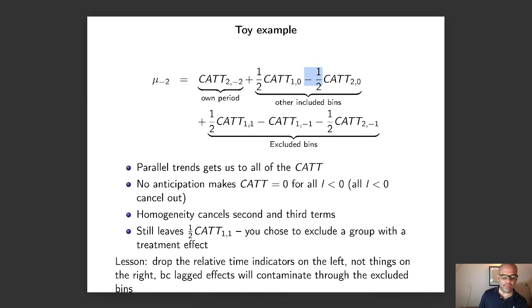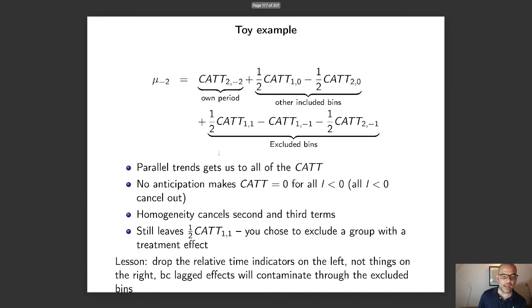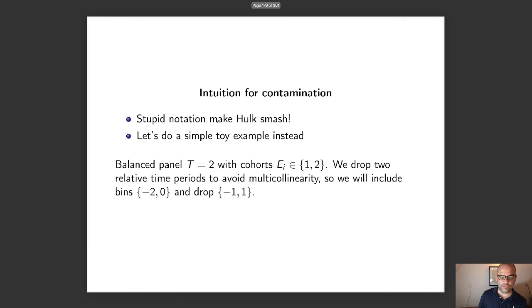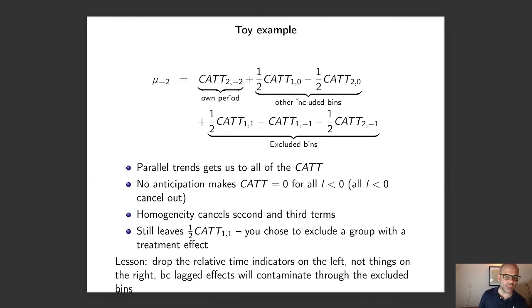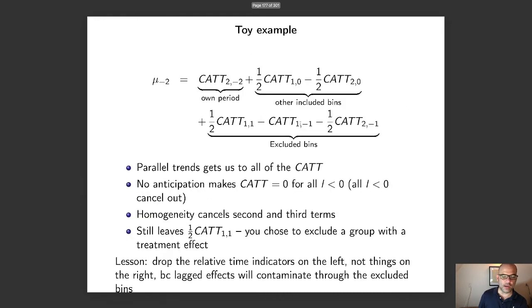All right, and then we're leaving out -1 and 1. We're doing what they said, which was drop 2 relative time indicators, and you get these. Look at these weights; they're summing to -1. 1/2 minus 1/2 is 0, minus 1 is -1. So what you get from that are the CATTs from that period, the 1 and the -1s. Because look, here's the omitted groups. We're dropping from the post-treatment period, and we're dropping from the pre-treatment period. And you can just see here, we're getting contamination.